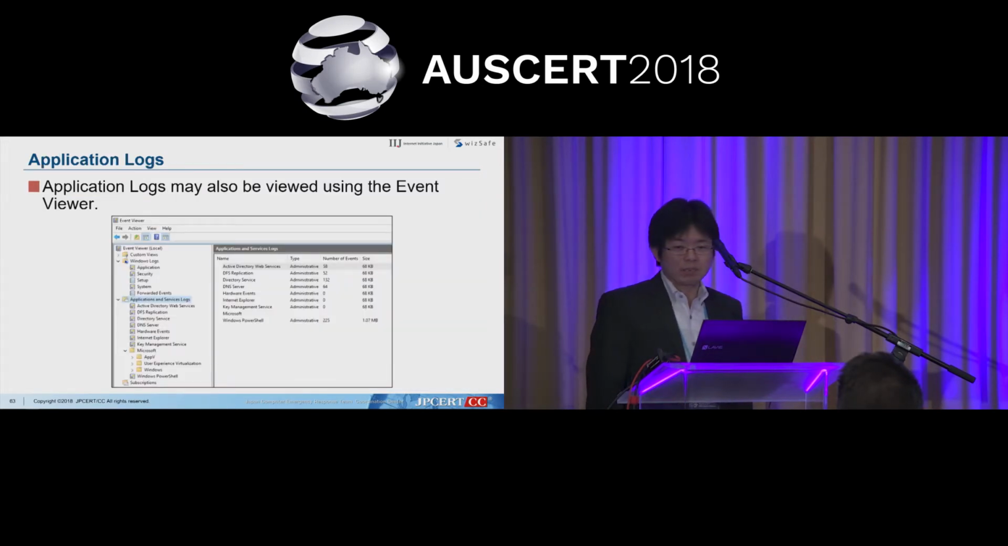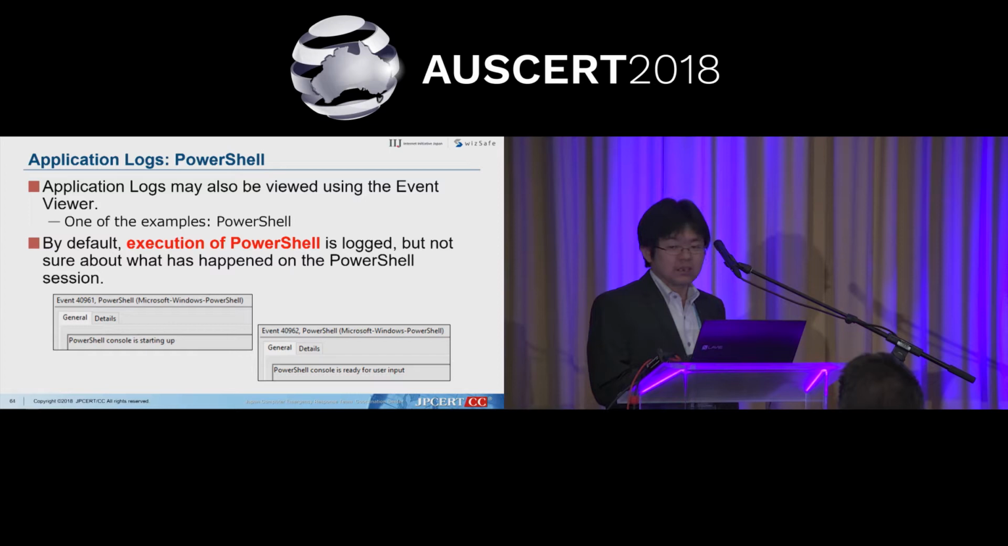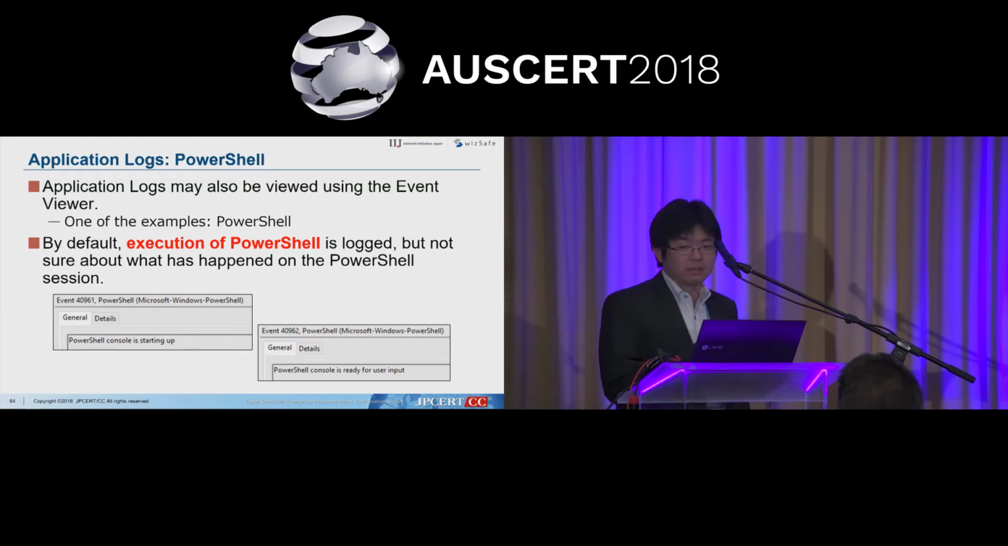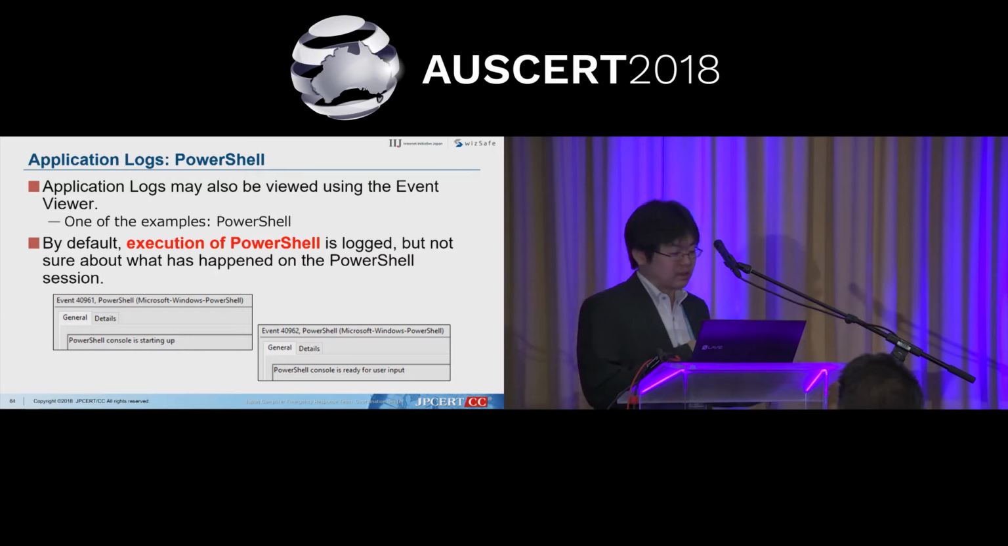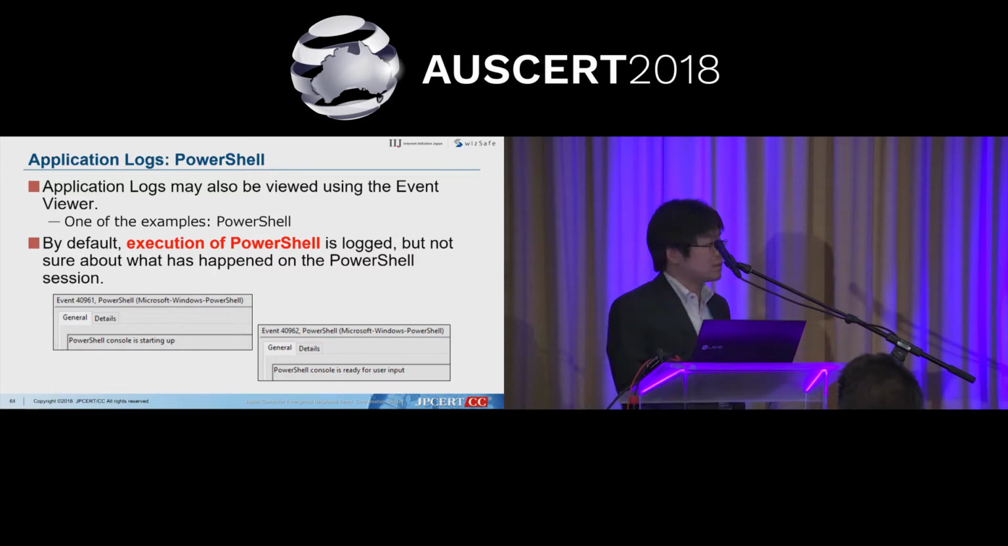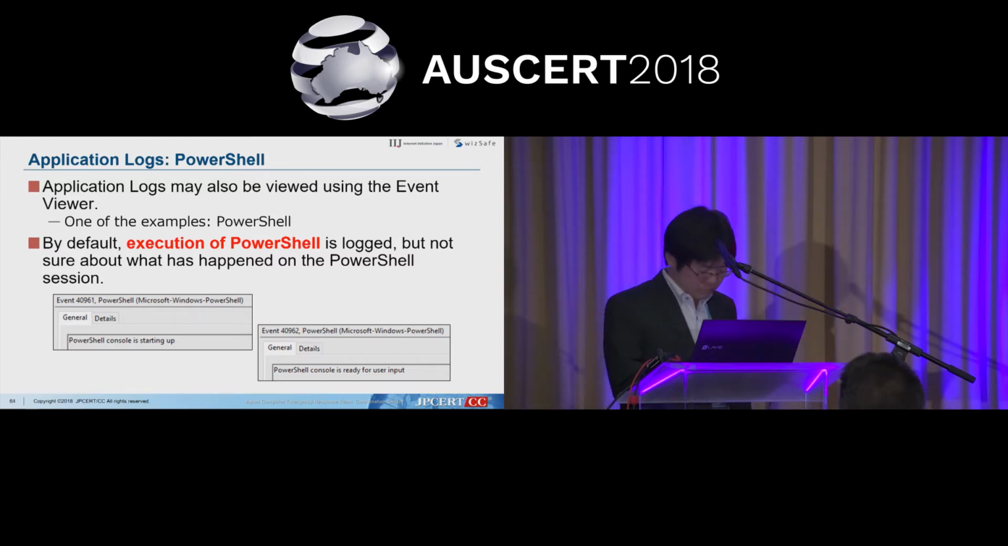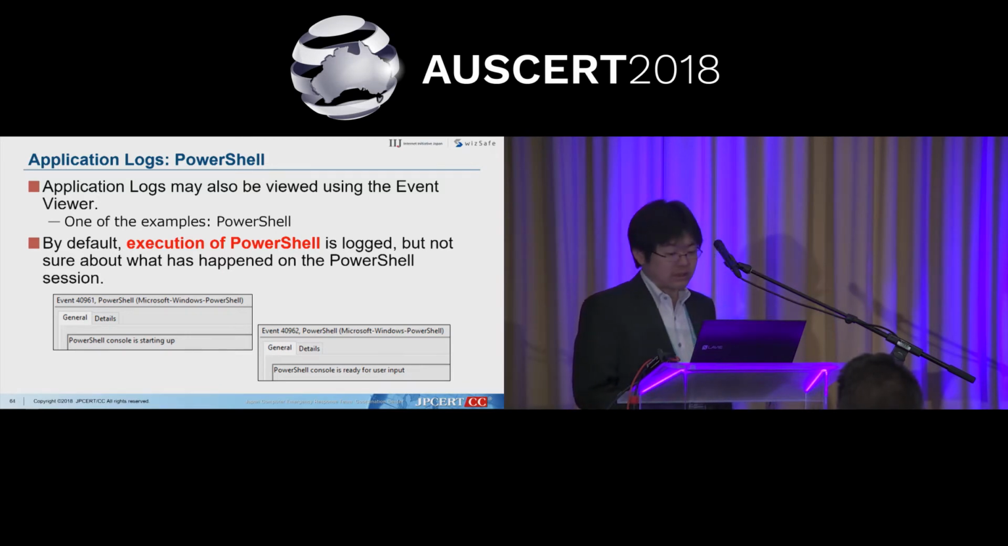Next, I'm going to talk about application logs. Application logs are also available in the Event Viewer. The example I'm going to bring up here is, again, PowerShell. By default, the execution of PowerShell is logged. But what it says here is that the PowerShell console is starting up, or PowerShell is ready for user input. It's ready for input, but what happened in PowerShell, we don't know yet. So we need to configure PowerShell to get logs.